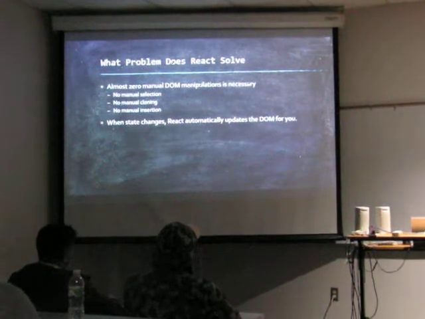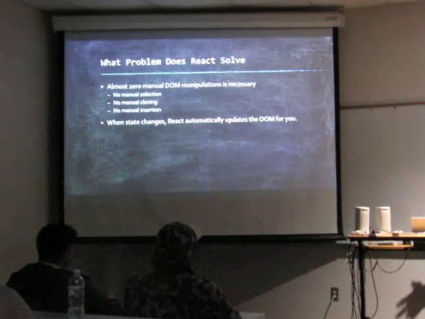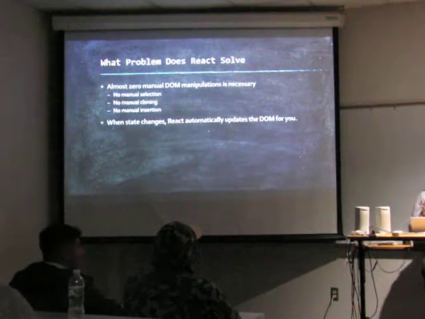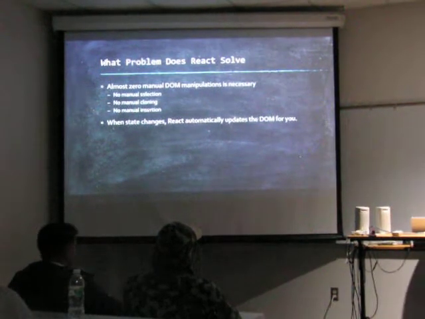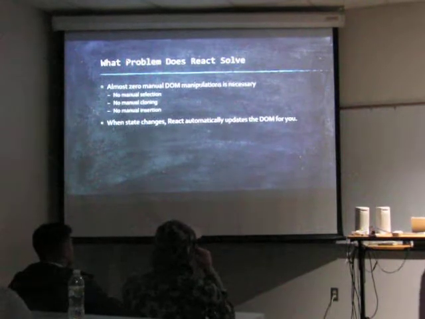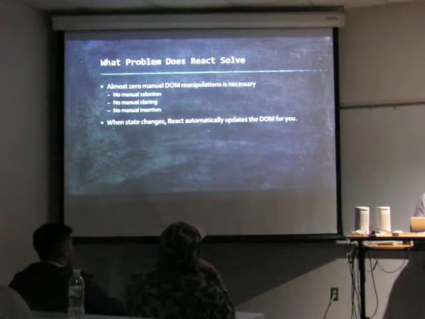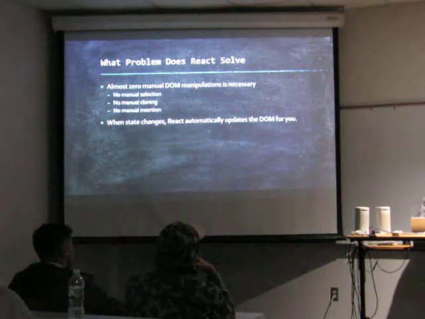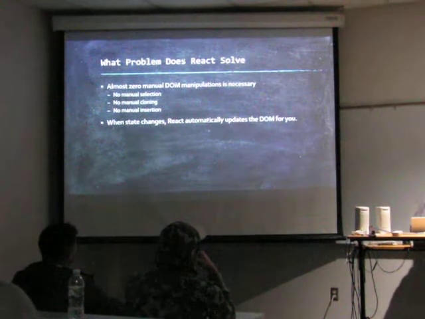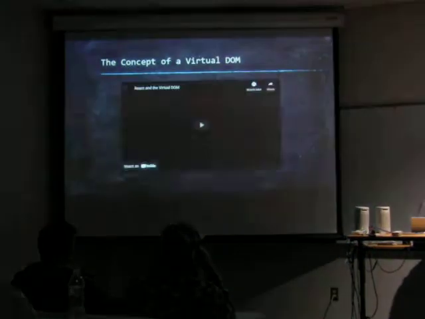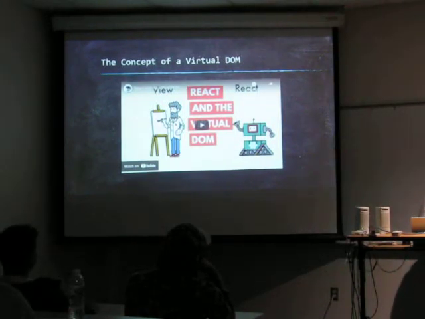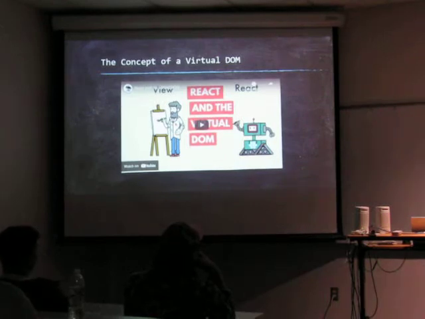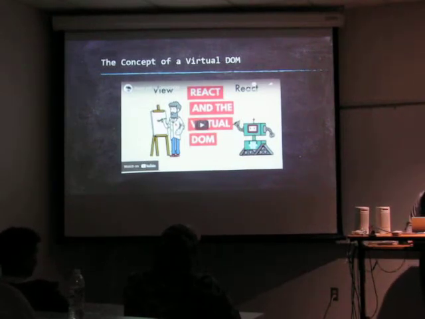So what problem does React solve? Well, in React, you have almost zero DOM manipulation that you have to do. Now, of course, you're using JavaScript, so it doesn't restrict you from using it, but there's no need to. There's no manual selection, no manual cloning, no manual insertion. And when the state changes, like adding a new item, React will automatically update the document object model for you. This brings us to what is called the virtual DOM. The virtual DOM is a really interesting way that React handles changes and is able to make it much faster than raw JavaScript would be. So I will go ahead and, this is kind of a silly clip, but I will go ahead and show you. This explains how the virtual DOM works.